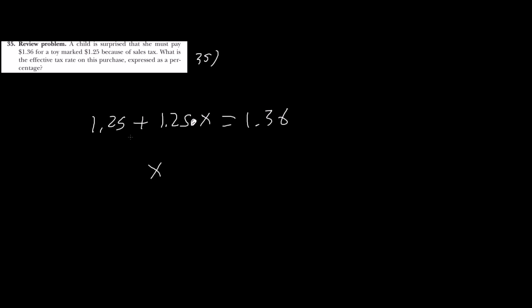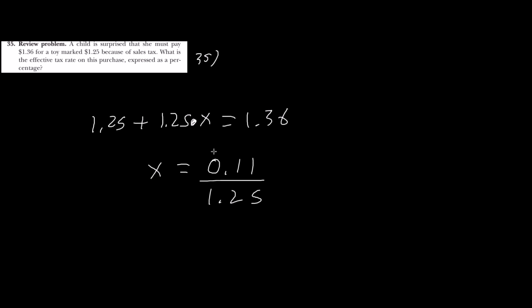So we're going to take 1.36 minus 1.25. That's going to be 0.11. Yep, it's 0.11. So x is going to be 0.11 divided by 1.25, and I'm going to multiply by 100 on both sides.